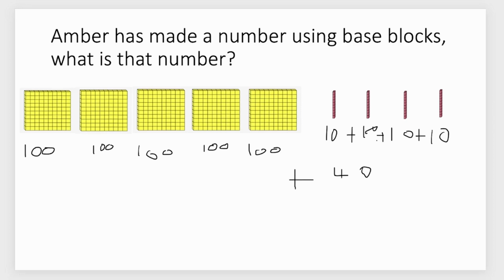So all we're going to do is do the exact same thing for the hundreds. So again, if it's easier for you to count in hundreds, feel free to do so. So we have 100, 200, 300, 400, and finally 500. So we have 5 lots of 100 and 4 lots of 10. So if we do 500 plus 40, we get the answer of 540, which is the correct answer for this one.